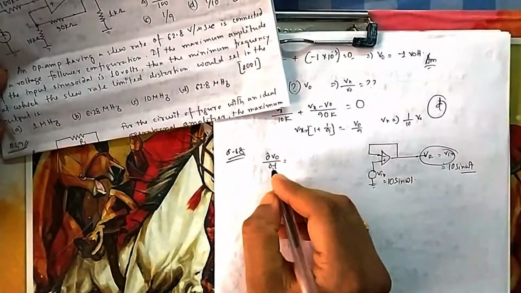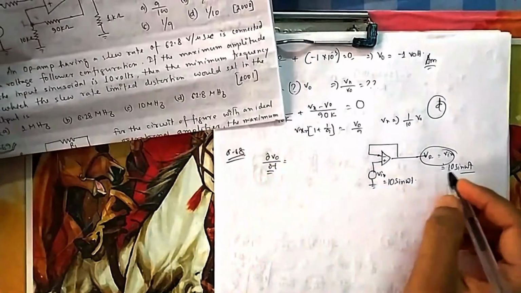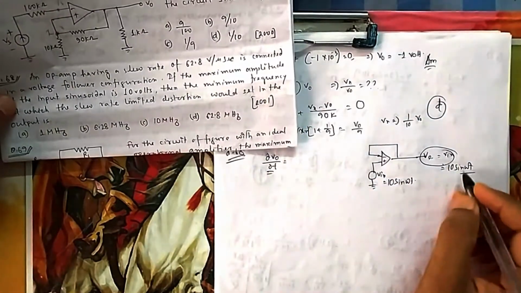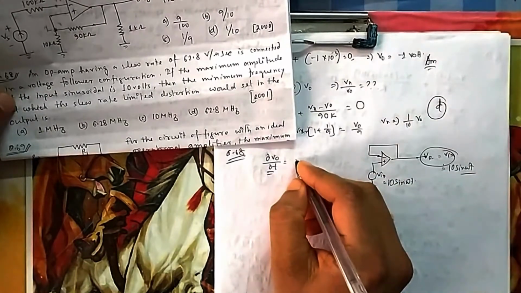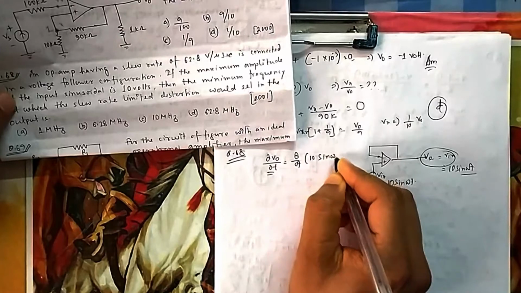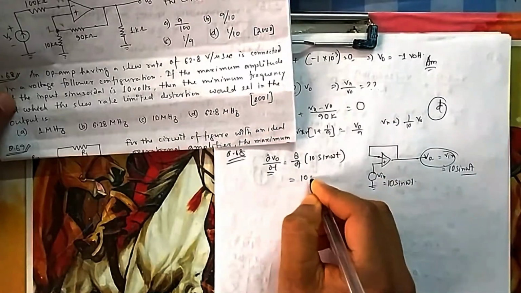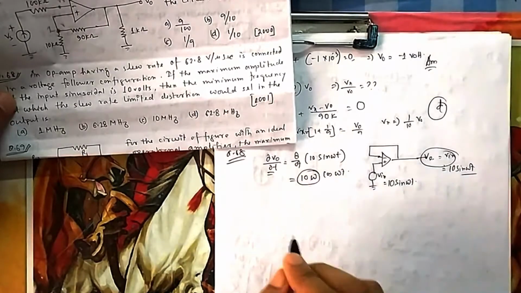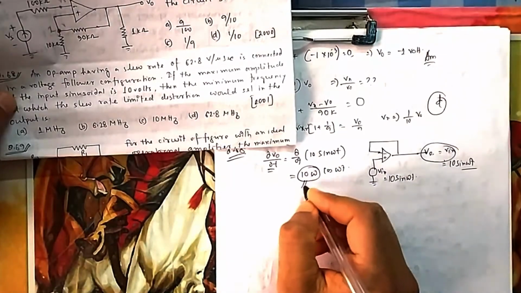So what will be my slew rate here? dV0 by dt. So what is V0? V0 is 10 sin omega t. If you differentiate d by dt of 10 sin omega t, then what will it be? It will be 10 omega cos omega t. So what is the maximum value of slew rate? The slew rate we can say is 10 omega.